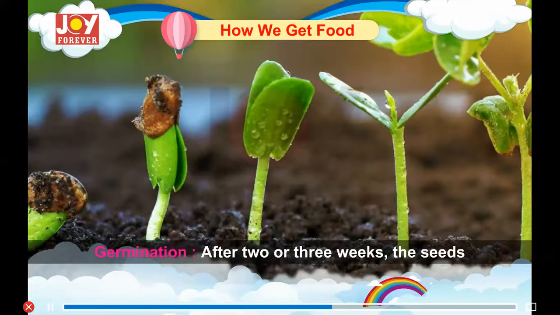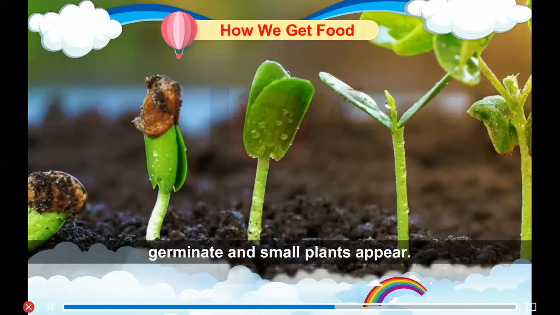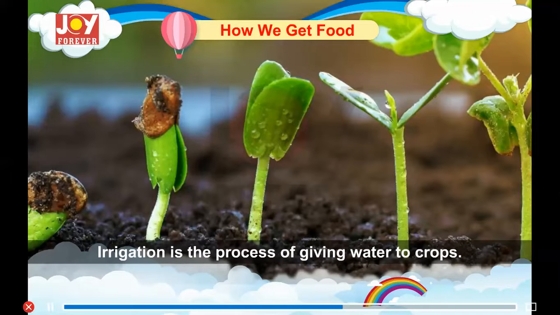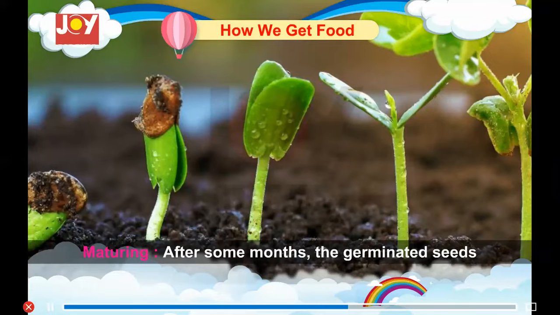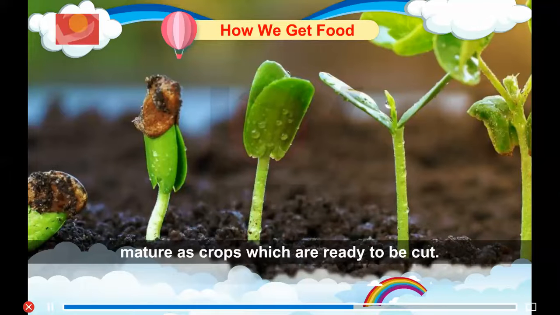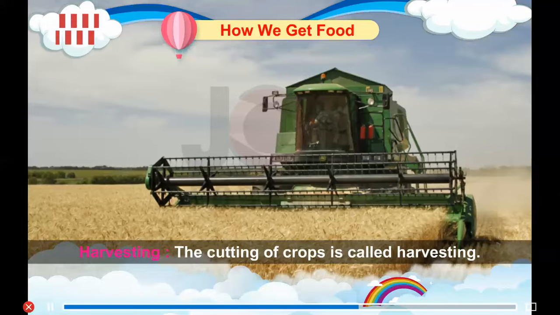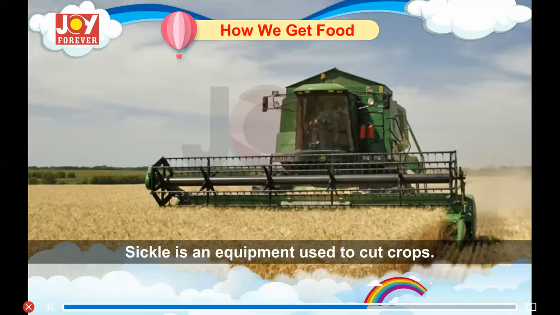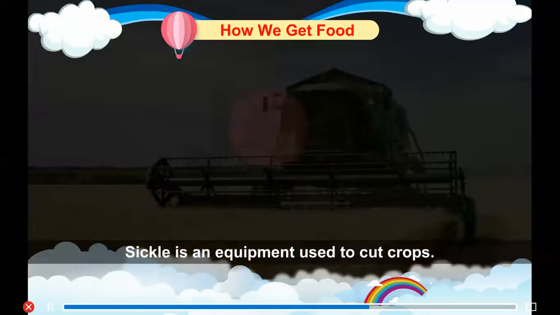Germination. After 2 or 3 weeks, the seeds germinate and small plants appear. Farmers irrigate the seeds regularly to help them in germinating. Irrigation is the process of giving water to crops. Maturing. After some months, the germinated seeds mature as crops, which are ready to be cut. Every crop takes certain time to be mature. Harvesting. The cutting of crops is called harvesting. It is done with the help of a sickle. Sickle is an equipment used to cut crops.